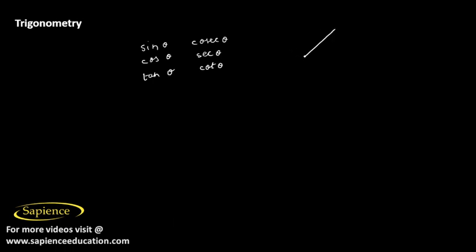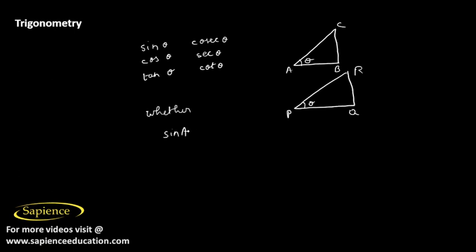Let us say that there is a triangle and there is a second triangle, and both these triangles have the angle theta. Let's call this A, B, C, and let us call this P, Q, and R. Both these triangles have one angle as theta, which is common. So, will the sine theta of this angle be equal to sine theta of this? That is my question: whether sine A will be equal to sine P if both the angles are same. Yes, it will be the same value.